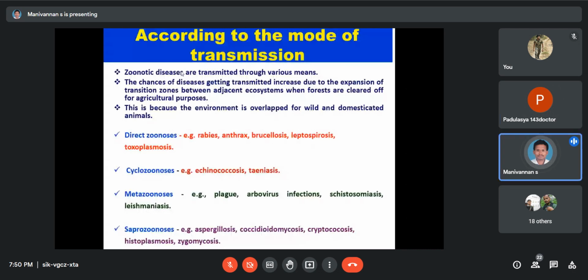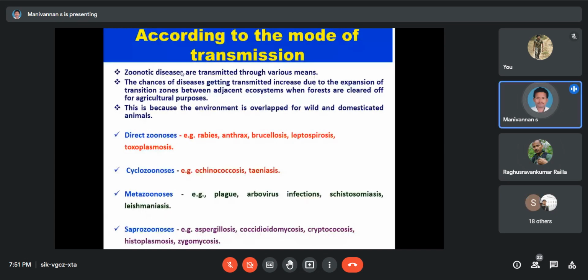Okay, but convert the RNA. Which is the important enzyme to multiply in our human cell? Which enzyme? Reverse transcriptase. Yes, very good. Reverse transcriptase enzyme.